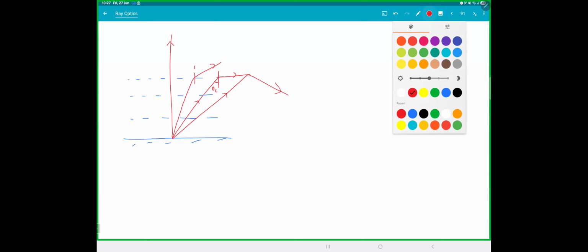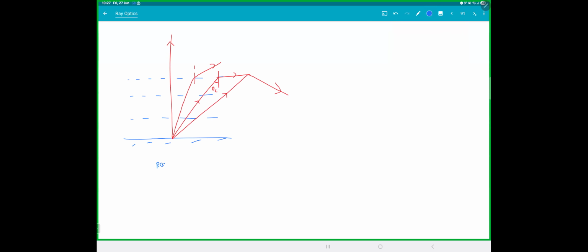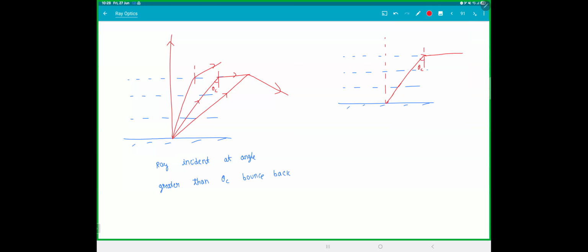So light rays incident at an angle greater than theta critical bounce off inside. That means all light rays after theta critical will not go outside. So this angle will be theta critical. This will be that light patch.